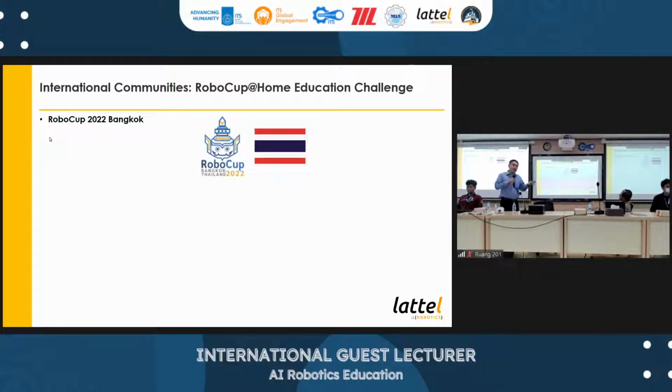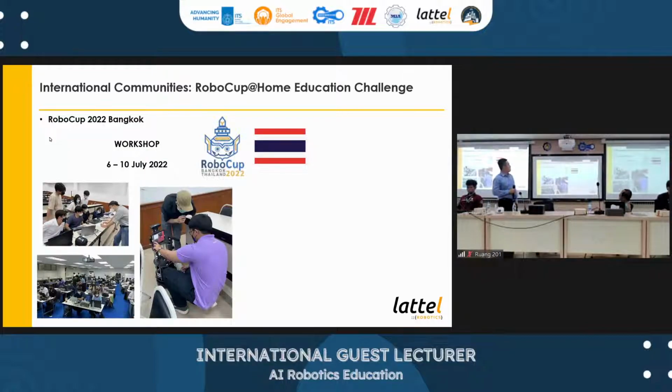Like the name implies, it's about robots in a domestic environment, right? Robots in your home. You want a robot to help you do something in your home. So that's about how you can use AI and robots in the domestic environment. We were recently in Bangkok, Thailand for RoboCup 2022, where we supported the participants through a workshop.